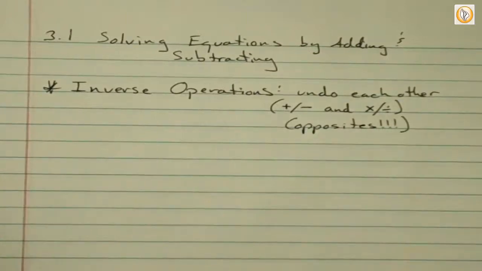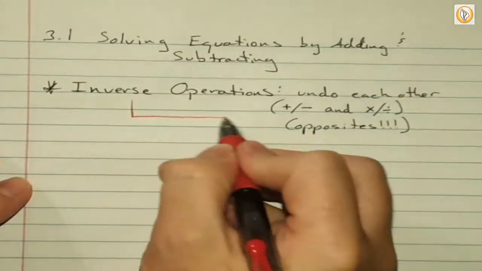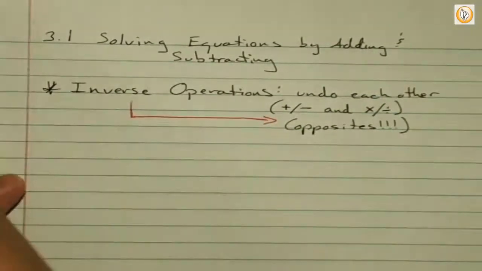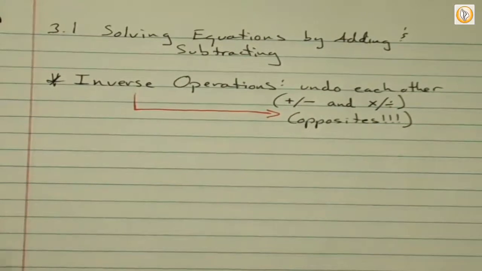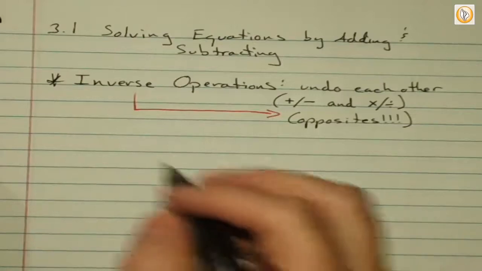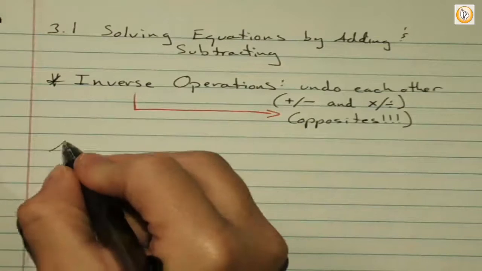Didn't we learn this last year? You might have. Inverse means opposites. Yeah, we either learned it last year or this year, because I remember doing it with someone. Okay.